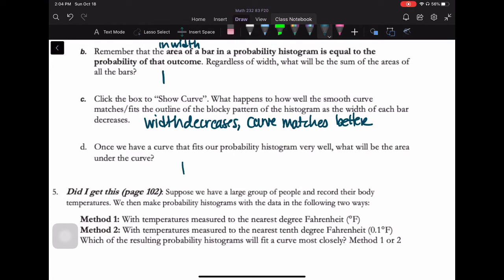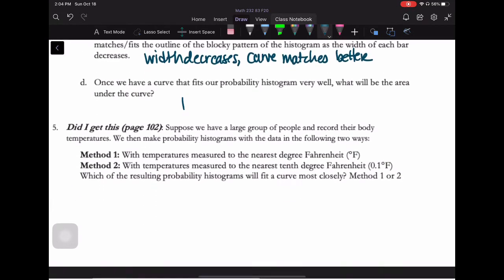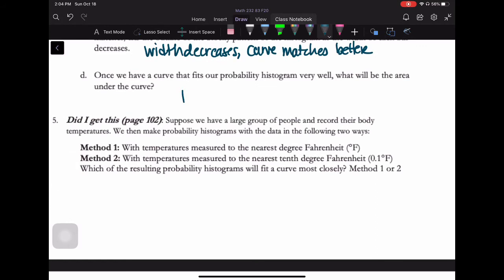Okay, suppose we have a large group of people and record their body temperatures. We then make histograms with the data. Let's say we want to measure the temperatures to the nearest degree Fahrenheit and to the nearest tenth of a degree Fahrenheit. Which probability histogram will fit a curve more closely? Well, this is making smaller and smaller pieces, so method 2 is going to match a curve better.